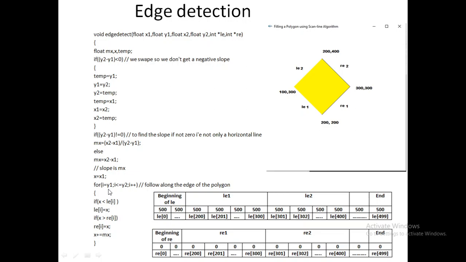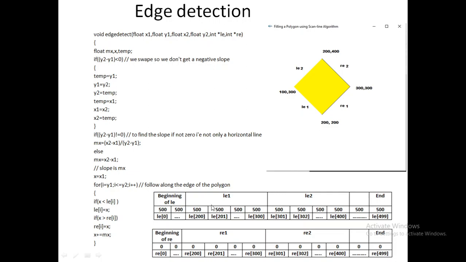This for loop is running from y1 to y2. So for these edges, y1 is 200, y2 is 300. So this for loop will run from 200 to 300. I have shown the array here, so you know the left edge array and right edge array.